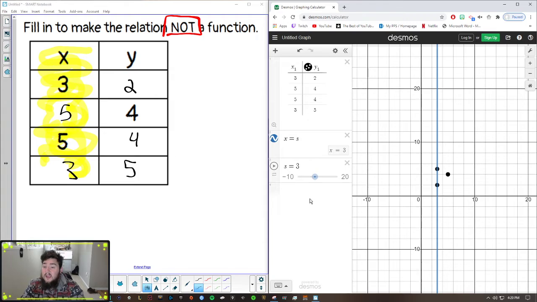So the key to making a table not a function is you want an x value to repeat. You want to have 2 of the same x values. Y value doesn't matter. You can have all the same y values and it's fine.